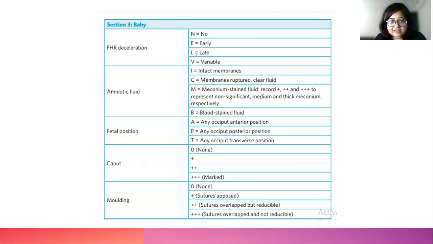Okay, so these are again the abbreviations that you need to use. Fetal heart rate decelerations, late is the alert one. Amniotic fluid, 3+ meconium, that is thick meconium, or blood stained, are the alert ones. I for intact membrane, C for clear, M for meconium, B for blood stain. Fetal position, occipito anterior is the good one. P and T are alert findings, posterior or transverse. Again, caput, 3+ is alert, and molding, 3+ is alert. So these are the fetal things you need to look at.